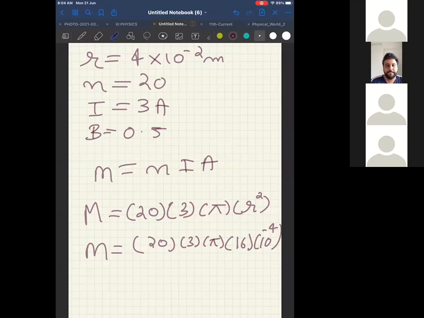Answer will be B, 0.3. Tell me, are you getting 0.3? Should I continue solving on the screen and show you how the answer is 0.3?